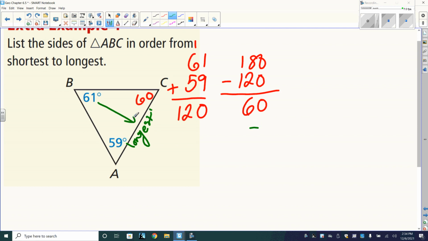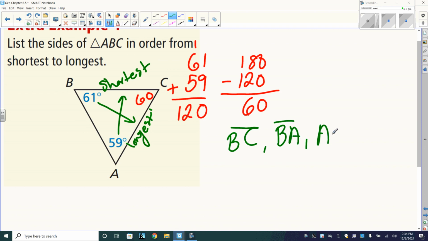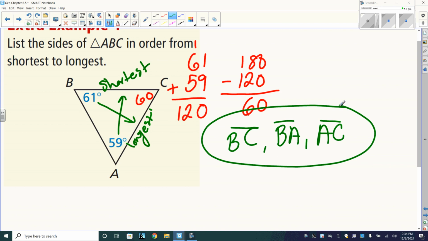Now what would be the shortest? So BC would go first, and then BA would be the middle one, and then AC would be the longest. And that's it. Any questions on this here?